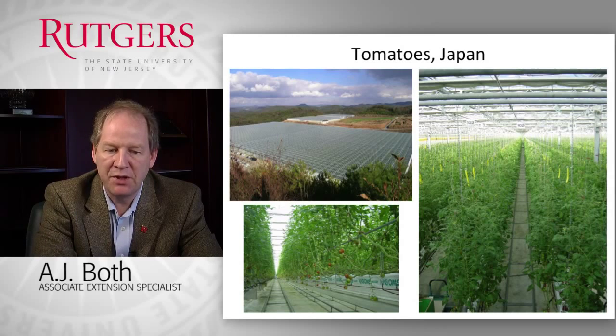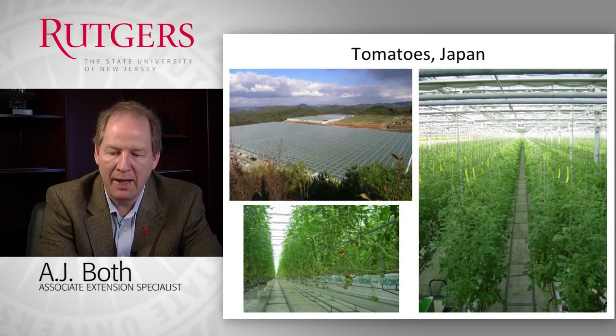We also grow lots of vegetables. Here you see an example of a tomato greenhouse, a very typical tomato greenhouse system, the high wire system where plants are supported from wires in a large range in Japan. But it could be anywhere around the world. This is a very common system.